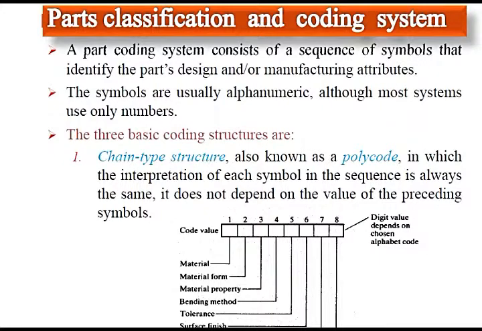Part classification and coding system. A coding system is a sequence of symbols that identifies the part's manufacturing attributes. The symbols are used are alphanumeric, although most systems use only numbers. The three basic coding structures are chain type, hierarchical, and hybrid. In the chain type, the interpretation of each symbol is always the same in sequence. It does not depend on the value of the preceding symbol.